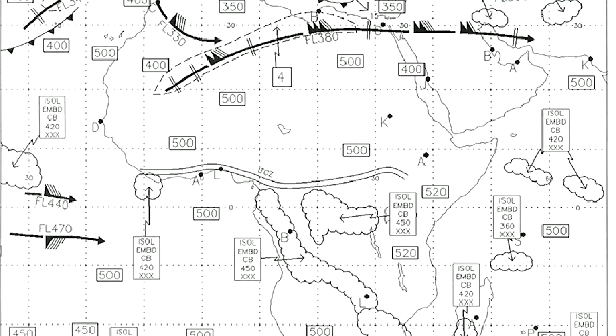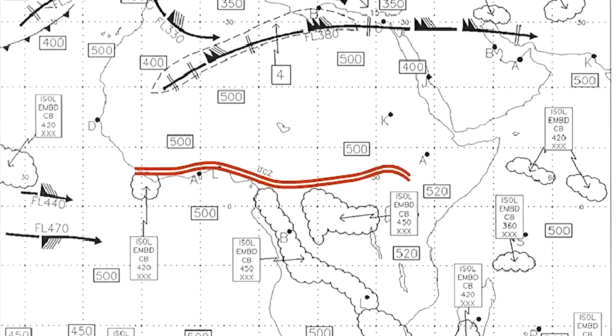The Intertropical Convergence Zone, or ITCZ, is always featured on significant weather charts. Covering the Sub-Saharan Africa region, you can easily identify the ITCZ by looking for two parallel lines marked with the letters ITCZ.